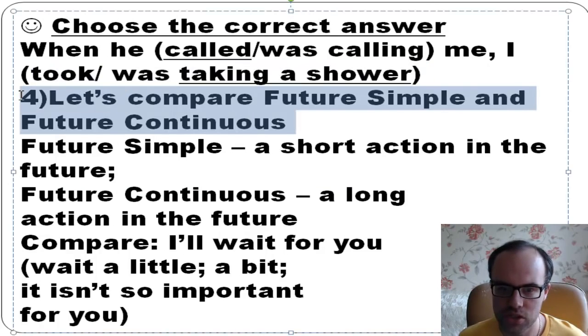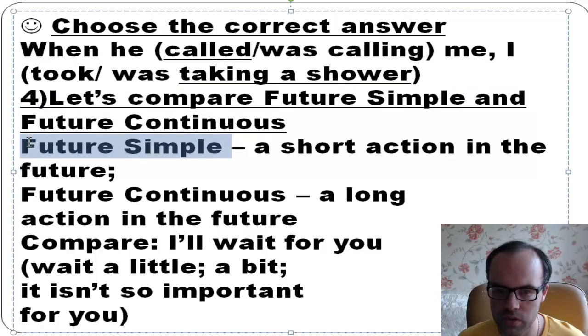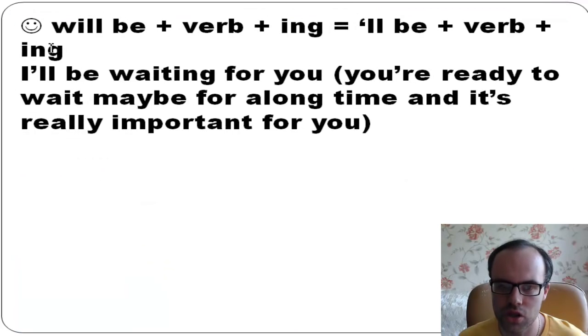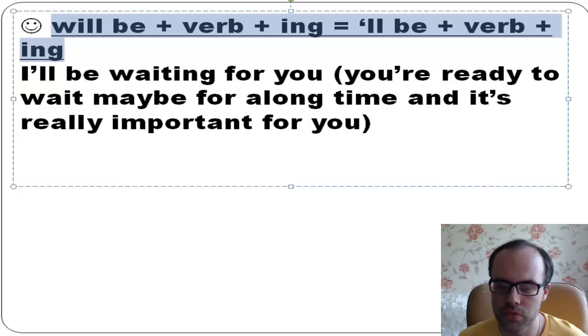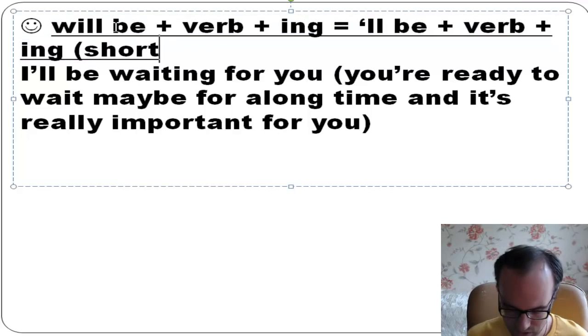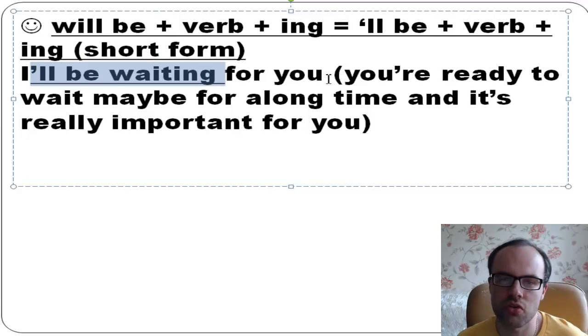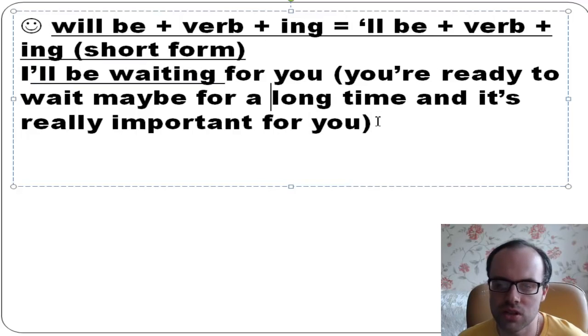So let's compare future simple and future continuous. Future simple is a short action in the future, and future continuous is a long action in the future. Please compare. I'll wait for you. So it means maybe I'll wait a little, a bit. It isn't so important for you. And if we use future continuous, it's will be plus verb plus ing, or we can also use a short form, and we often use it in spoken English. You can say, for example, I'll be waiting for you. It means that you're ready to wait maybe for a long time, and it's really important for you.